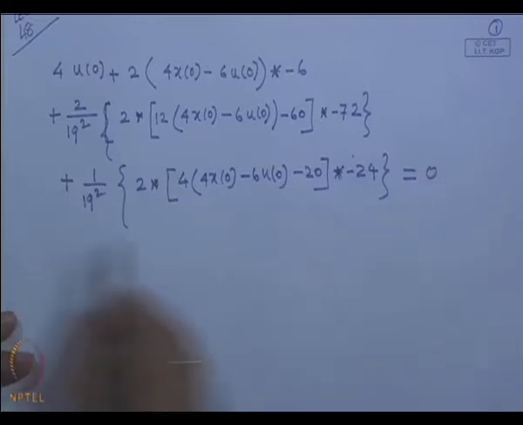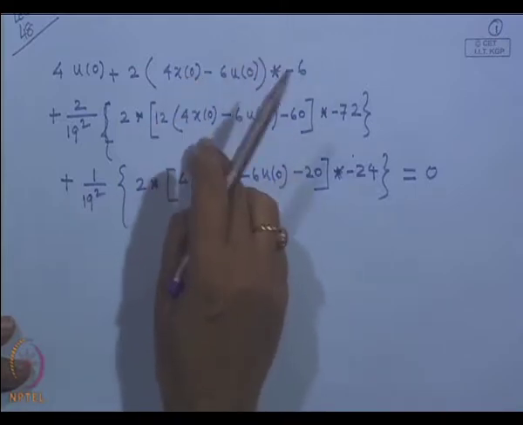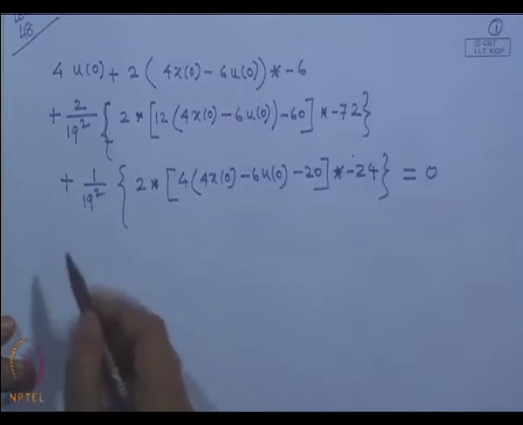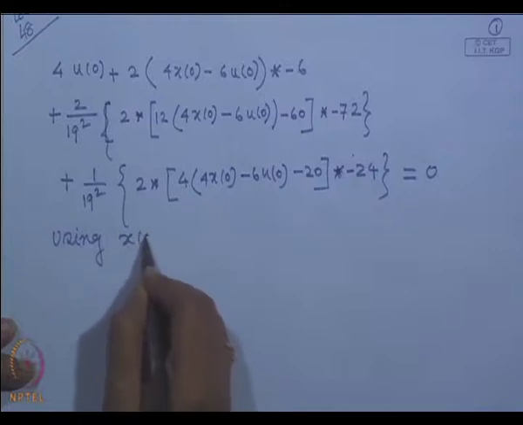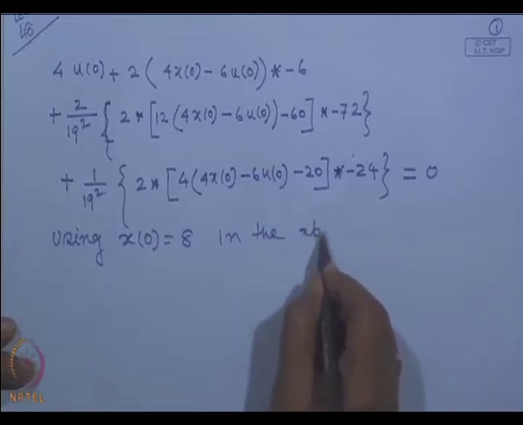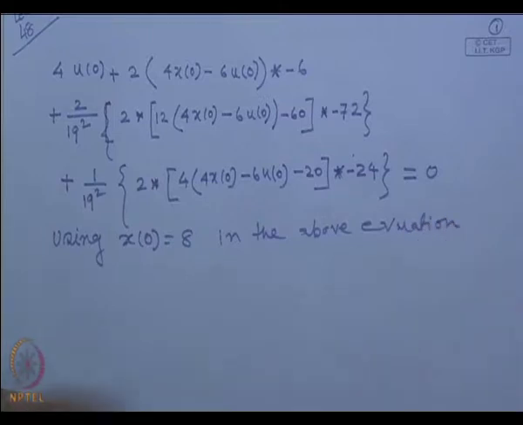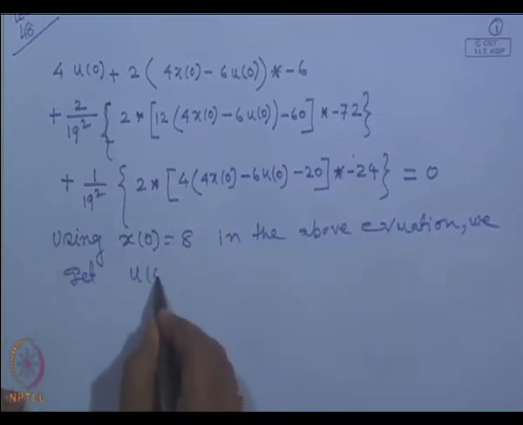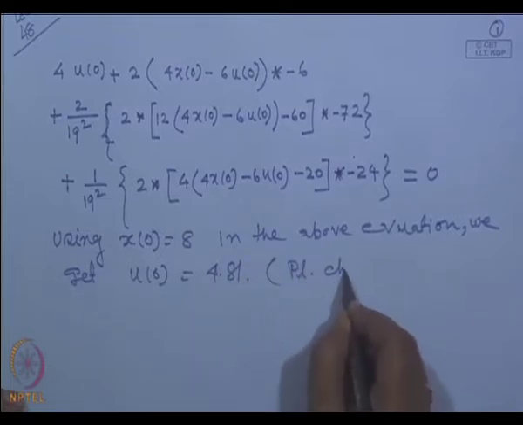equal to 0. If you solve this, I can write u 0 in terms of x 0, and since I know the initial state x 0, I can easily calculate u of 0. So, using x of 0 is equal to 8 in the above equation, we get u of 0 is equal to 4.81. Please check this calculation.